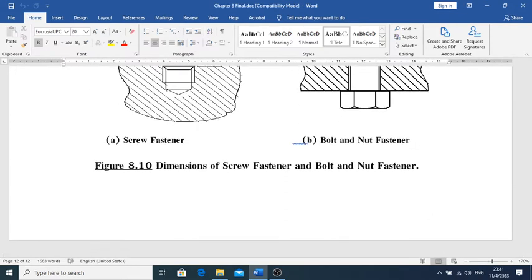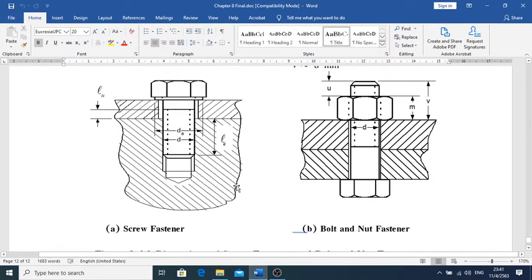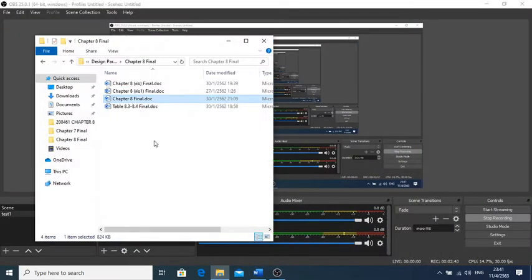Another one that we are going to show you is L sub E. In the case of making L sub E in the workpiece, we have a recommendation based on this. It is shown in the table.